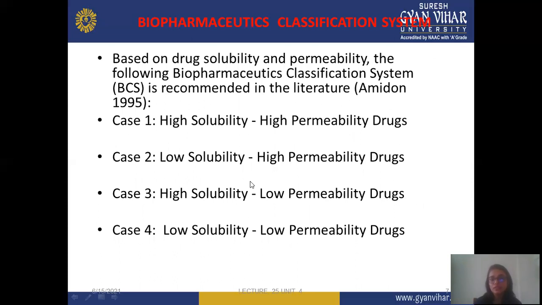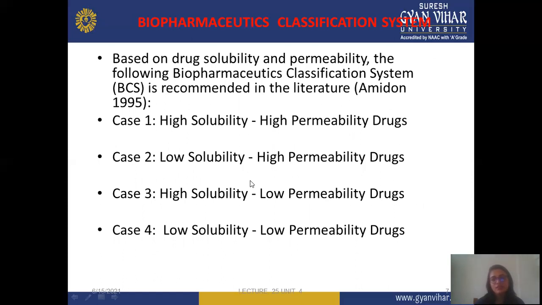Next is the biopharmaceutics classification system and the types of BCS classification, and this is based on solubility and permeability. The following is the biopharmaceutics classification system, that is BCS, recommended in the literature, Amidon 1995.